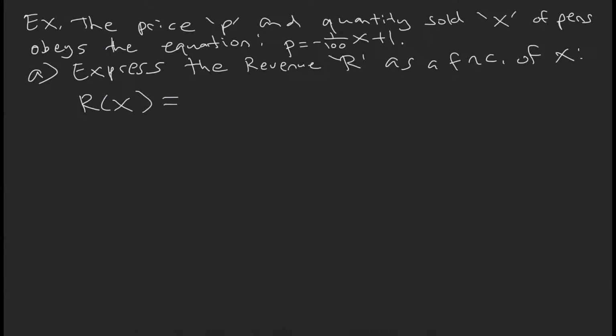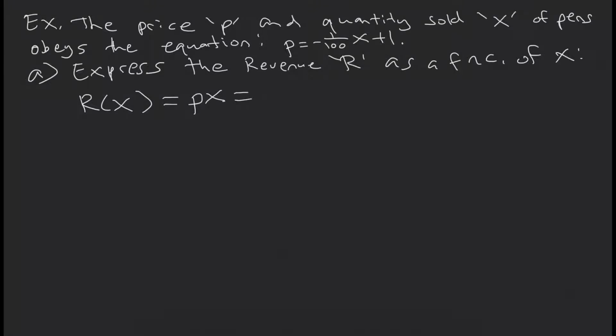Now, anytime you're dealing with price and quantity sold or quantity demanded, if you're thinking about a business here, your revenue is always going to be how many you sell times the price at which you sell them. So it's going to be P times X. Think of it as if you sold a pen for $1 and you sold 10 of them, then your revenue was $10. So revenue is always going to be price times quantity sold.